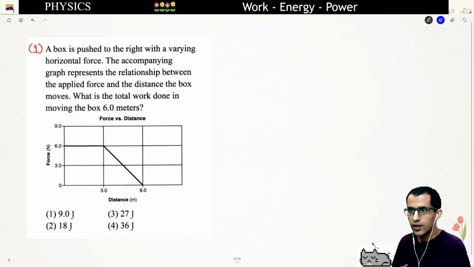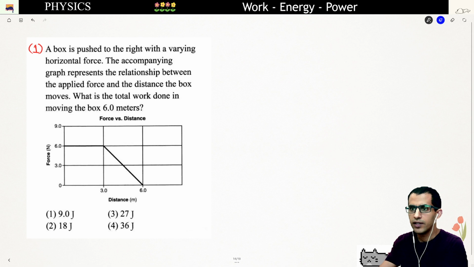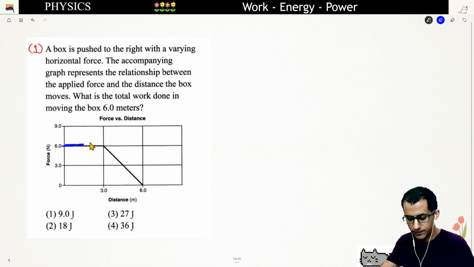Here are some work and energy and power practice problems. So first question, a box is pushed to the right with a varying horizontal force. That force is shown here. Just to make it clear, I'm going to highlight it here.